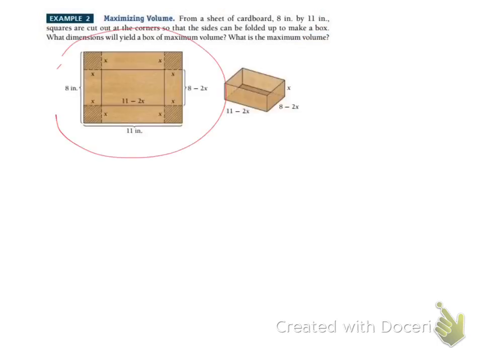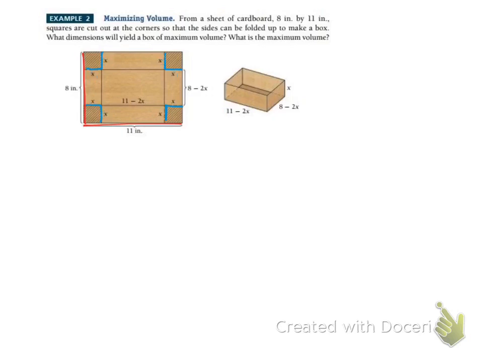So you can see here we have our rectangular sheet of cardboard. It's 11 inches by 8 inches. And then from each corner we cut out the corner. So we're going to let the dimension of that square that we cut out from each corner be x. That will be the side length of the square. So you can see we have all these x's. These are all the side lengths of that square that we're cutting out.